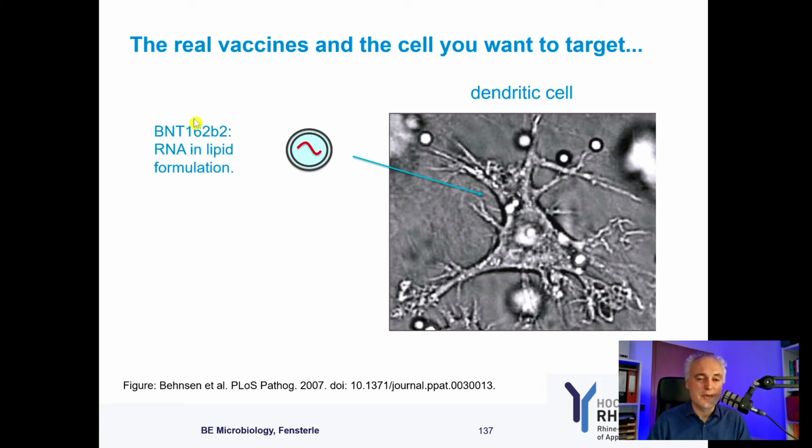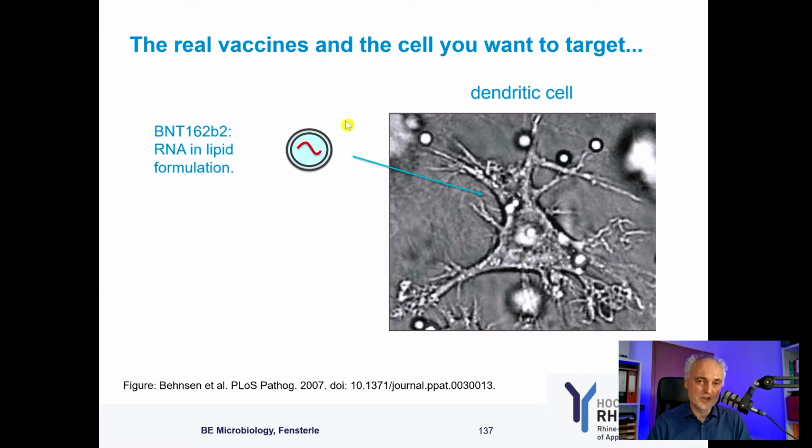And therefore, this Biontech vaccine, which is an RNA vaccine, is in a lipid formulation. So it's not a virus particle. It's a lipid particle. This is optimized to avoid degradation of the RNA. If you just have free RNA, it will be quickly degraded, and to optimize this uptake by the dendritic cell.